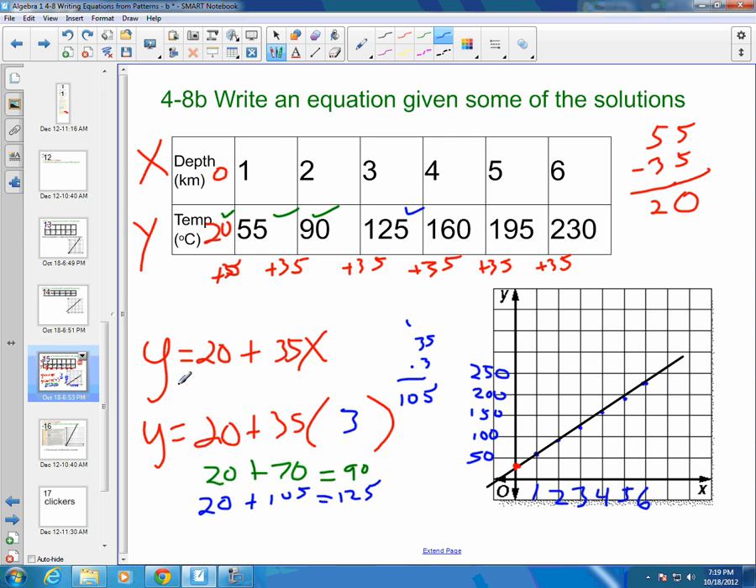And then we always just rewrite it. So y is equal to 35x plus 20. You write your variable first, and then you write your constant second. So that is the equation of our line right there that represents those points in the table.